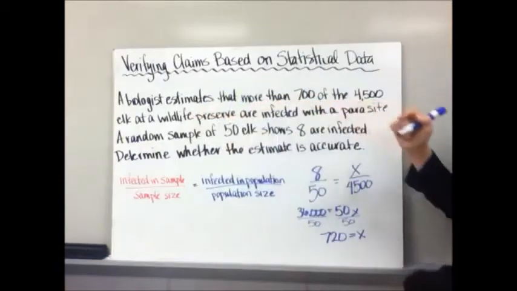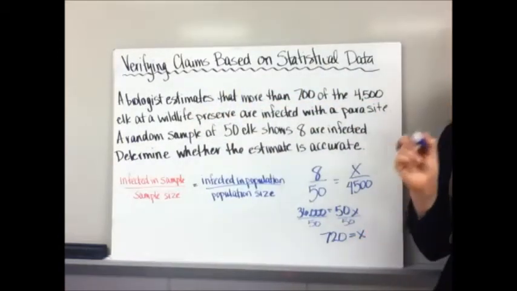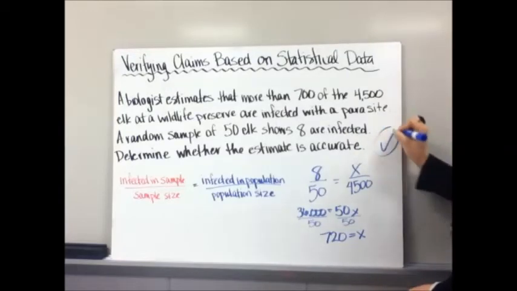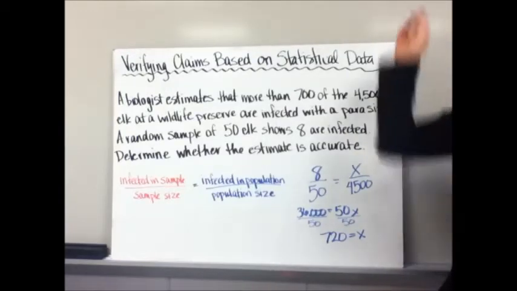So let's compare that with our estimate. He estimated more than 700. 720 is more than 700 and it's close to it. So we're going to put a check mark here. We're going to say yes, that was an accurate estimate.